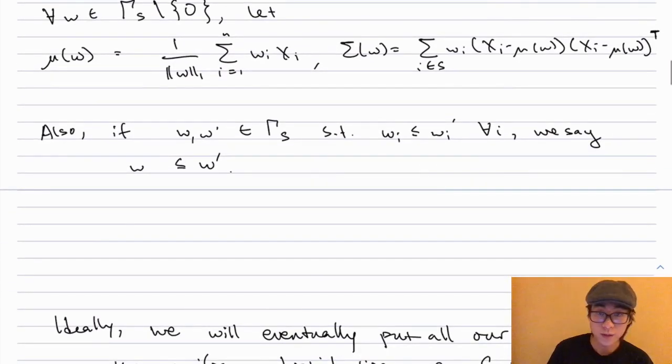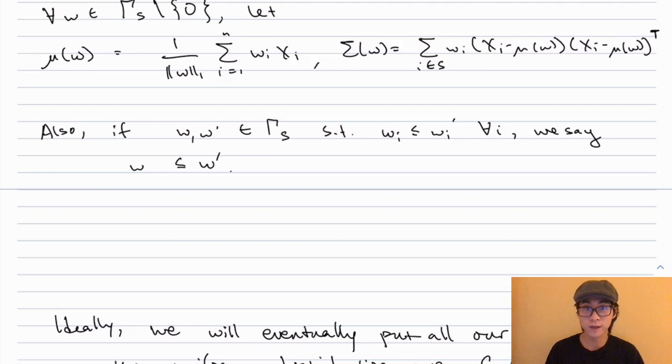Also, let me introduce the following terminology, which is that if w and w prime are two elements of this subsimplex, such that wi is less than or equal to wi prime for all i, that is, w is totally dominated in every coordinate by w prime, then I'll just write w is less than or equal to w prime.